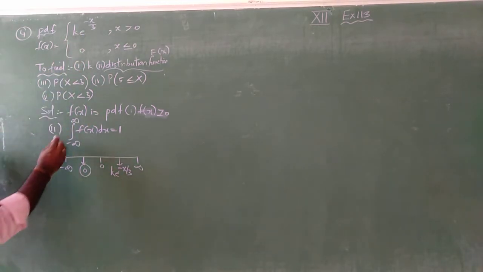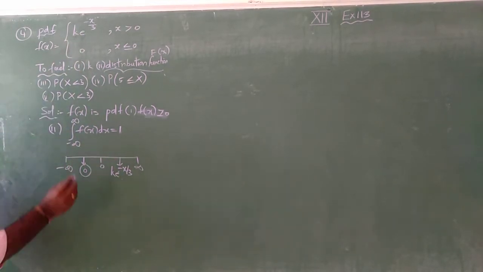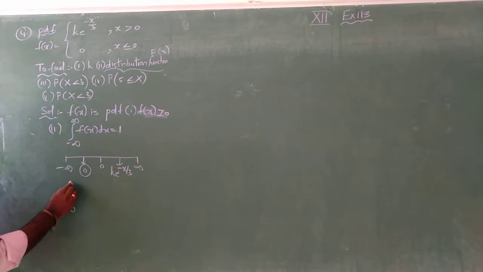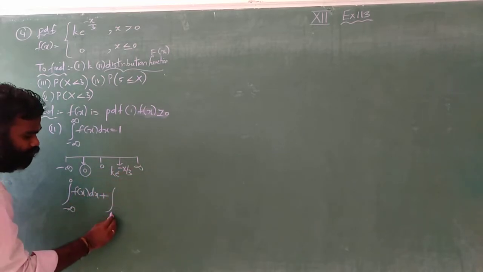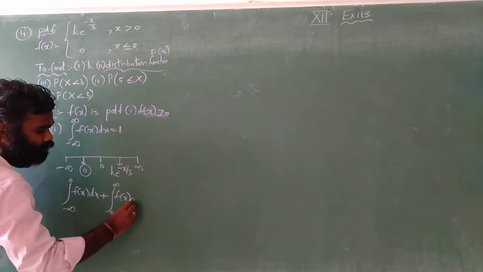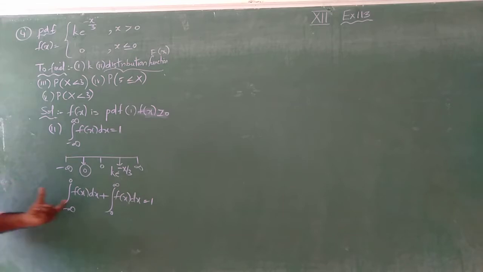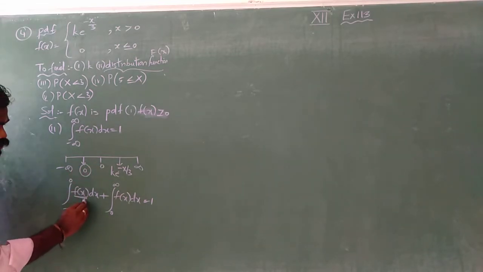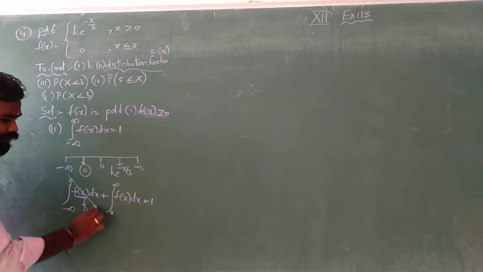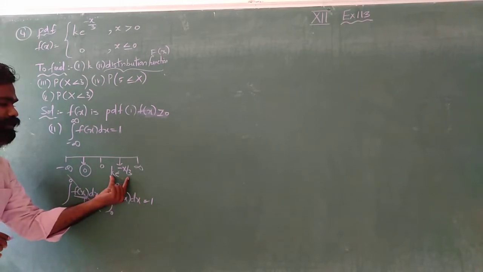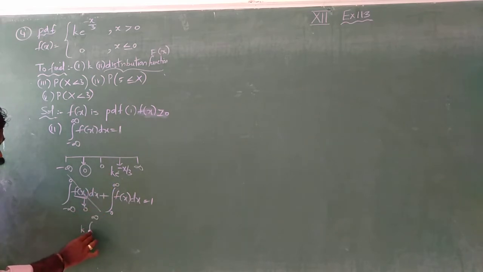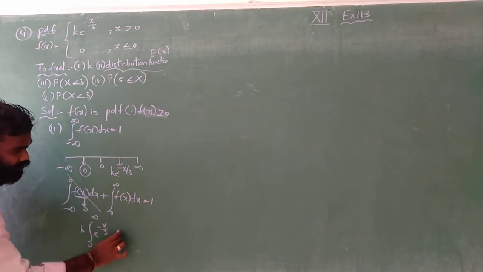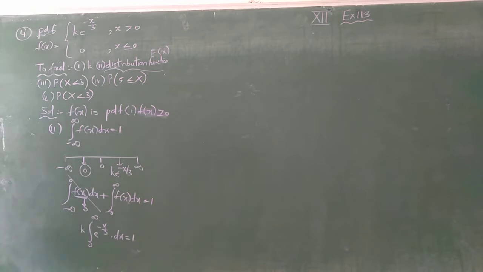So this is divided into two intervals. The first interval is minus infinity to 0 of f of x dx plus the next interval 0 to infinity of f of x dx is equal to 1. On the first interval f of x is 0, so I don't need to write it. So this is the integral from 0 to infinity of k e power minus x by 3 dx equal to 1. Because k is a constant, I can put it outside.